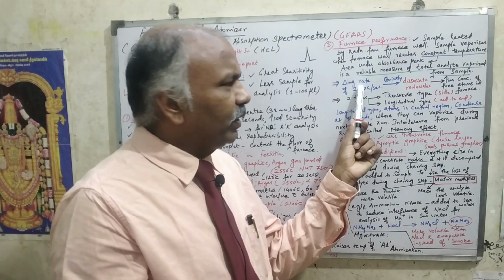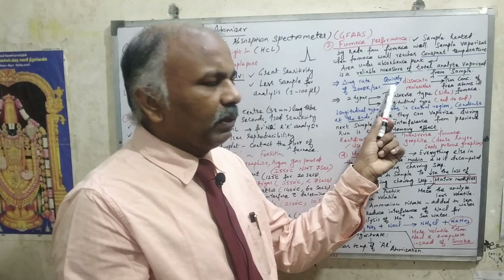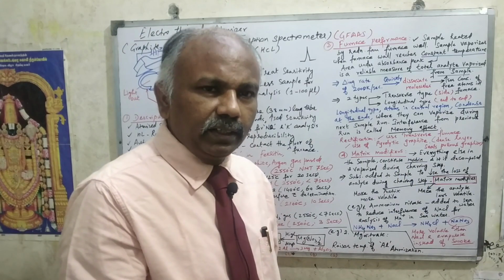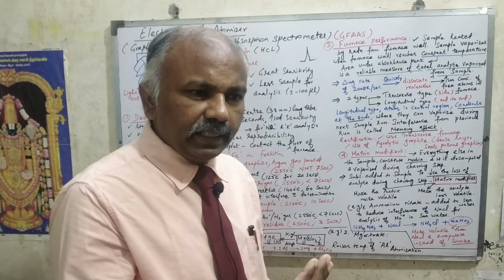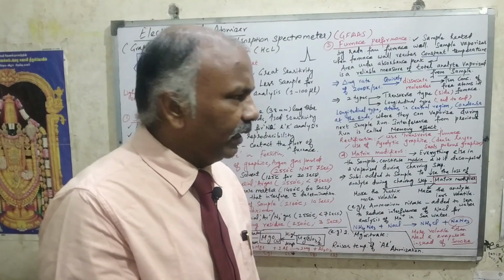For example, if the heating rate is 2000 Kelvin per second, it will quickly dissociate the molecules and increase the concentration of free atoms in the furnace. How will you get the free atoms in the furnace in the gas phase? Only by using high temperature, say 2000 Kelvin per second, right?